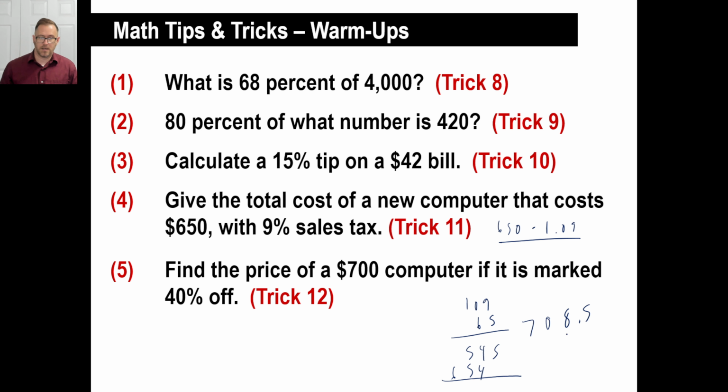$708.50. So price of a $700 bike marked 40% off. Well, if it's 40% off, you're paying 60%. So 700 times 0.6 is the same thing as 70 times 6, or $420. Here we go. Okay, all right.